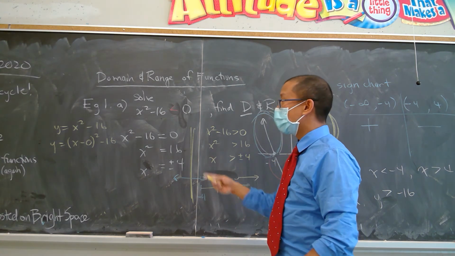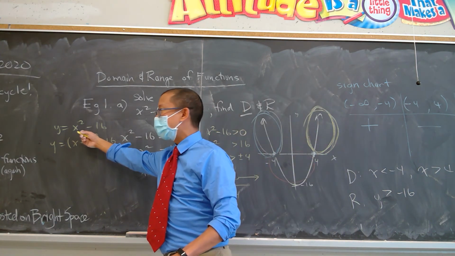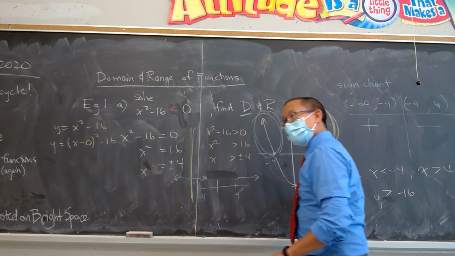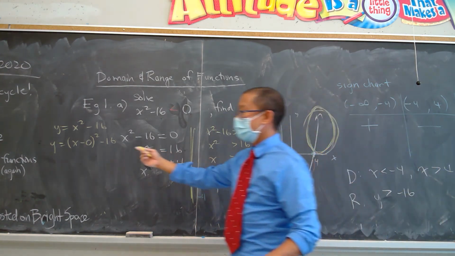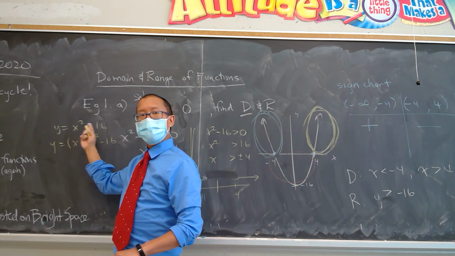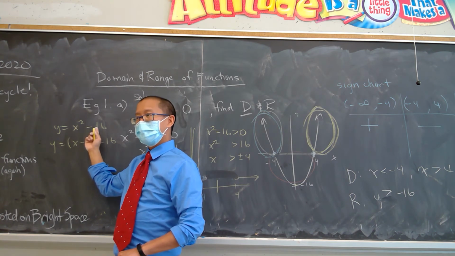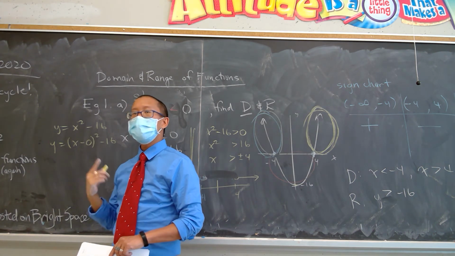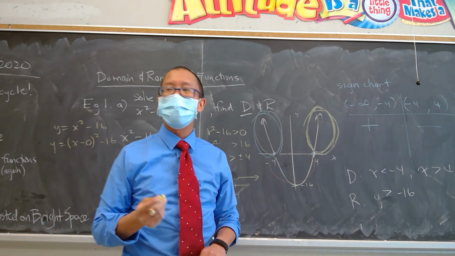If we treat it like this and plug in 0 for x, that's going to be -16. That's also how you know the quadratic shifted down 16 units. They're all connected, right? So if you can graph it, you should be able to determine domain and range.